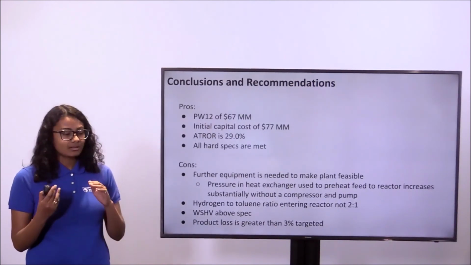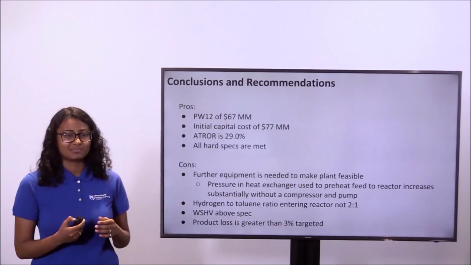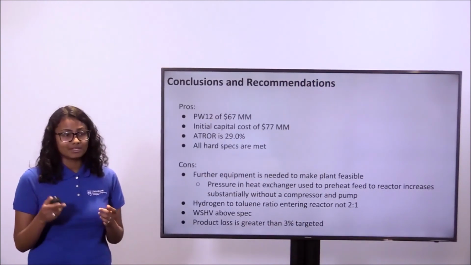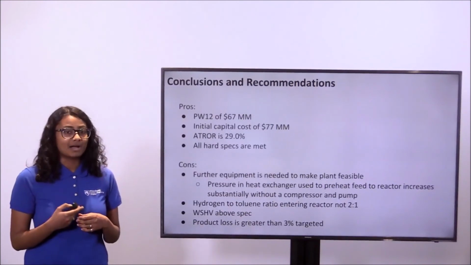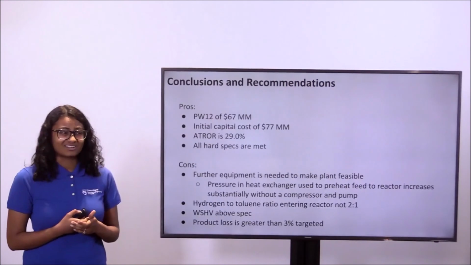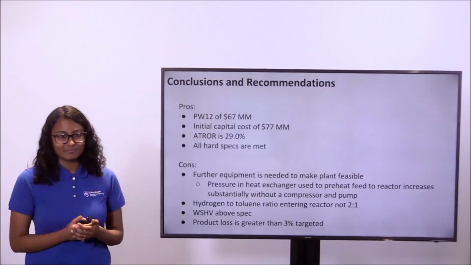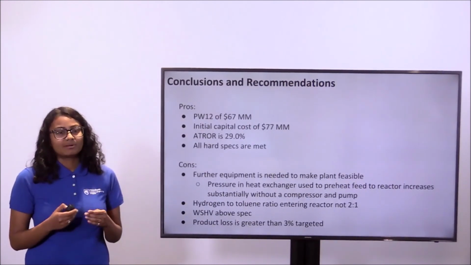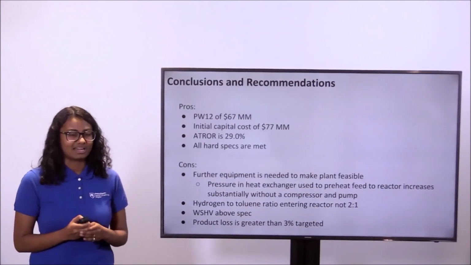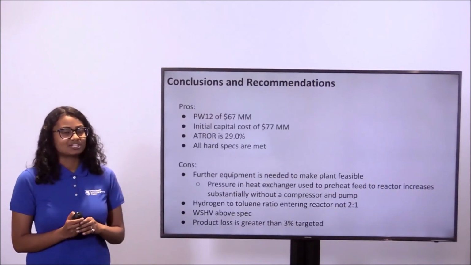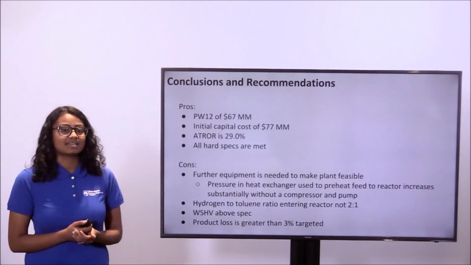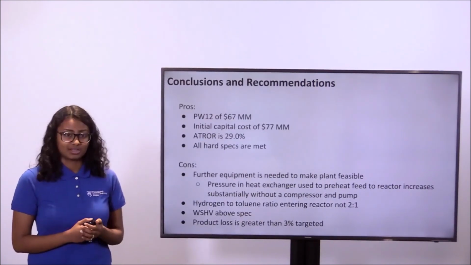However, there are some improvements that we can make to our process. At this point, we do have an unexplained pressure increase at one of the units, so we may need to add in a pump and condenser in a later equipment overhaul, so that will increase our capital costs a little bit. We also are not meeting some of our soft specifications, so the hydrogen and toluene ratio entering the reactor is not exactly 2:1. Our WHSV is slightly above the specifications, and as we have discussed before, the product loss is 12%, greater than the 3% targeted.